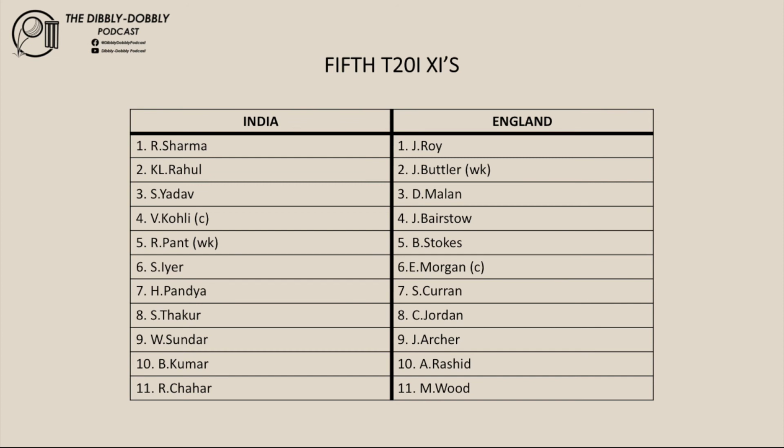Despite losing this 4th game, I think England will keep the same 11 for the final game. I think this 11 is England's best 11 and will give them the best opportunity to win this final game of the series. So the likely 11 could be Roy, Butler, Malan, Bairstow, Stokes, Morgan, Sam Curran, Jordan, Archer, Rashid, and Wood. I think both teams may go into the 5th T20 International with those 11s, but we shall see.